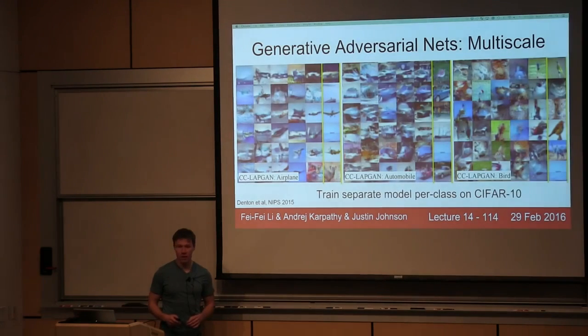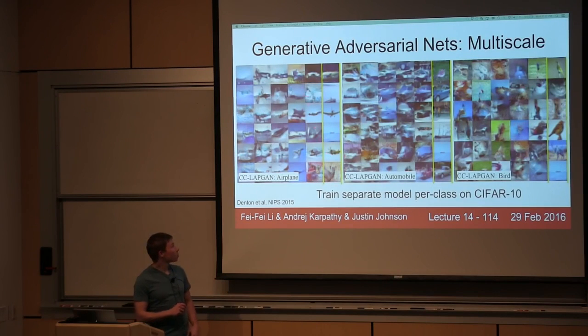So when we look at the trained samples from this, they're actually a lot better. Here they train a separate model per class on CIFAR-10. So here they've trained this adversarial network on just planes from CIFAR, and you can see that they're starting to look like real planes. So that's getting somewhere. These look almost like real cars, and these maybe look kind of like real birds.